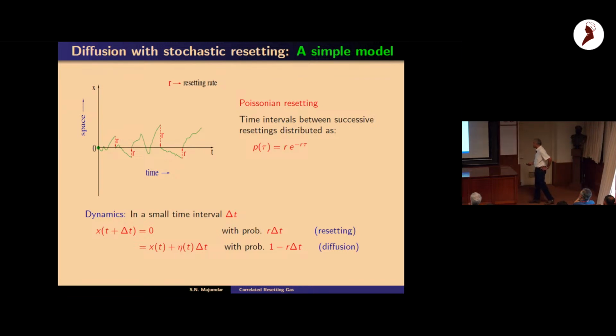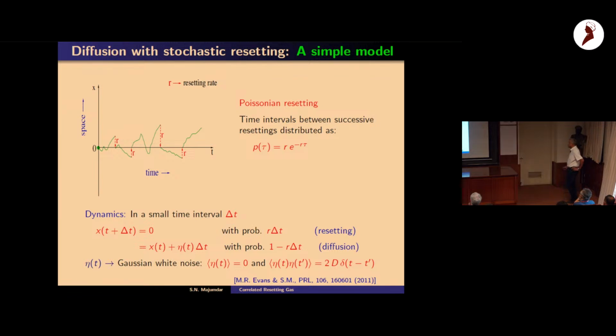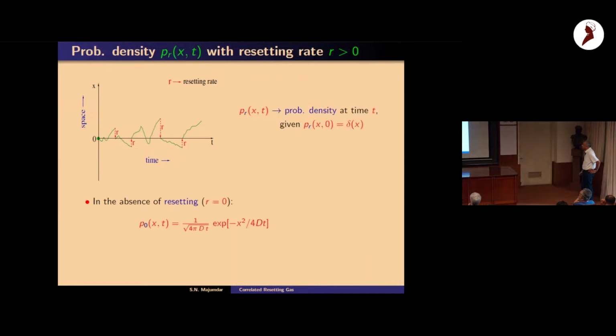That means you just add a noise to the current position, and this noise is delta correlated, and D is the diffusion constant. So r is the only new parameter here. This is the resetting rate. And so you want to ask, what happens when you switch on this resetting rate.